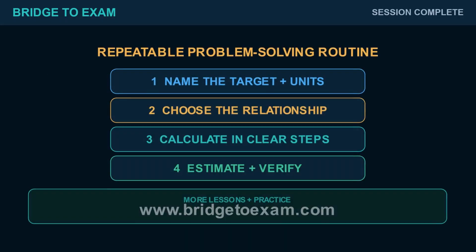Use this routine: name the target and units, choose a relationship, calculate with clear steps, then estimate and verify. Identify the variables, compute assigned output per input change, interpret it in context, and test it against another point or interval.